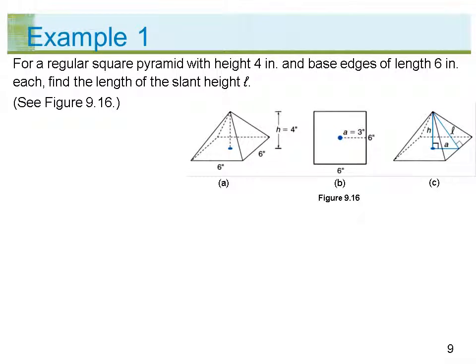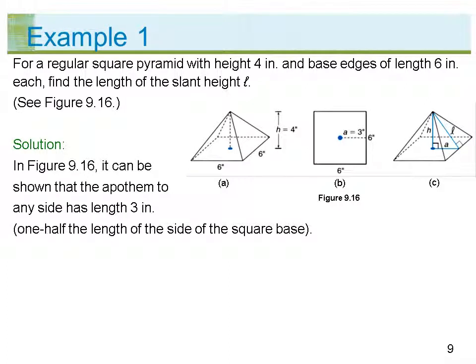For a regular square pyramid with height 4 inches and base edges of length 6 inches each, find the length of the slant height, L. See Figure 9.16. Solution: in Figure 9.16, it can be shown that the apothem to any side has length 3 inches, 1/2 the length of the side of the square base.